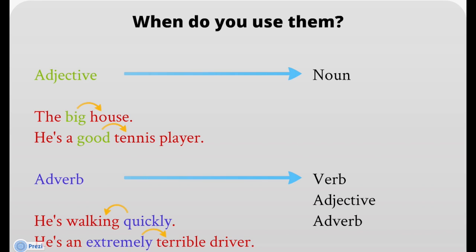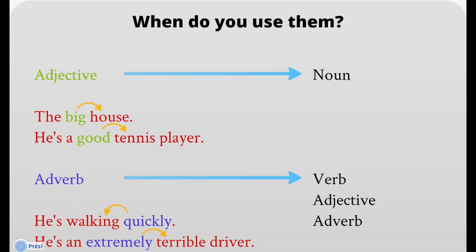Now, an adjective tells us something about a noun. The big house: big tells us something about house. Now, house is a noun, so this means that big is an adjective. He's a good tennis player. Good tells us something about tennis player. Tennis player is a noun, so that must mean that good is an adjective.